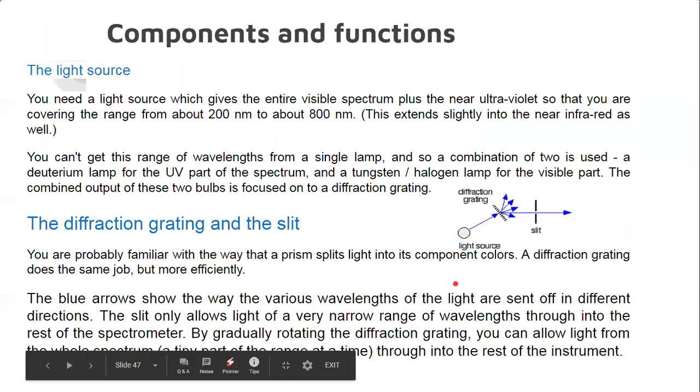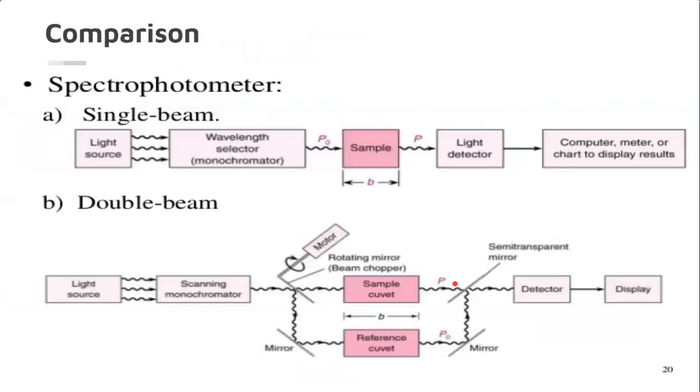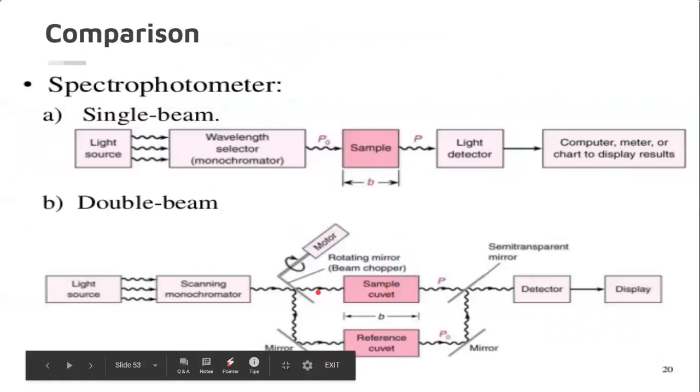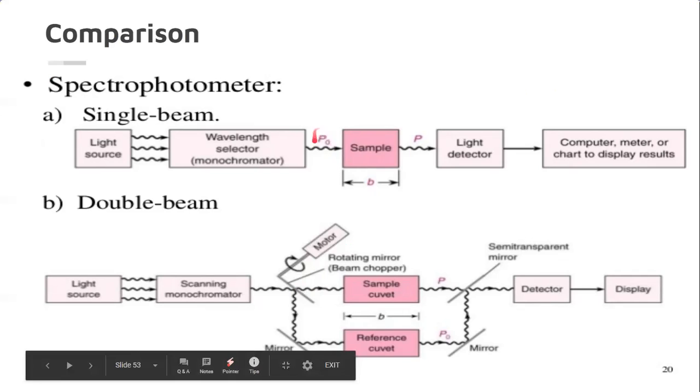Double beam. Okay, now let's see the single beam and double beam. What is the difference? So you are looking at the spectrophotometer, single beam and double beam. In the single beam, we have only one cell, one holder, that is the sample cell. And here we are using a rotating diffraction grating. Here we don't have a rotating disc. Here in the double beam we are using a rotating disc. We have one mirror here, and one mirror here, and here a second rotating disc.